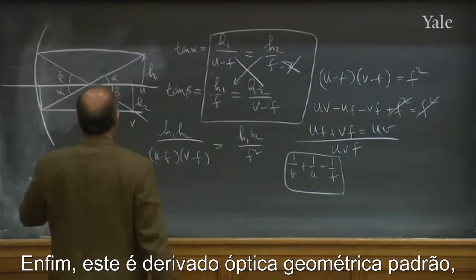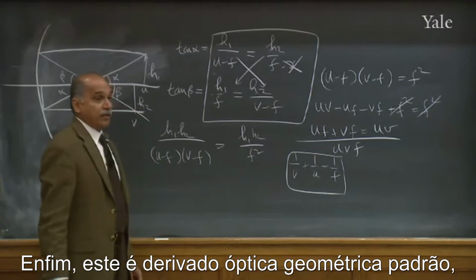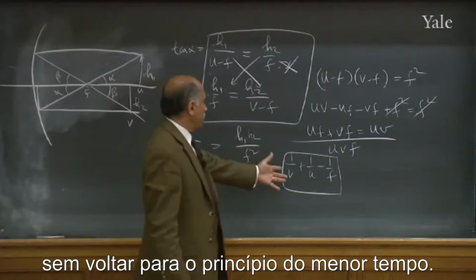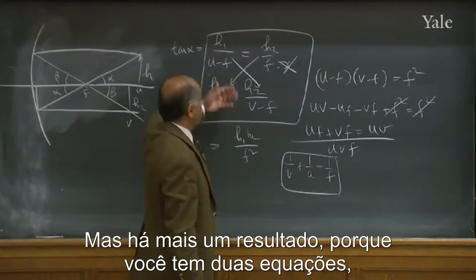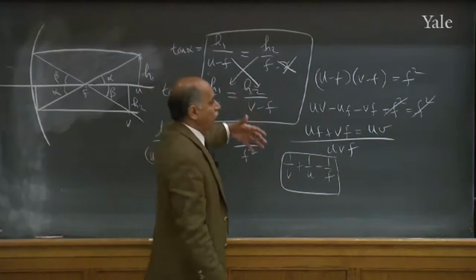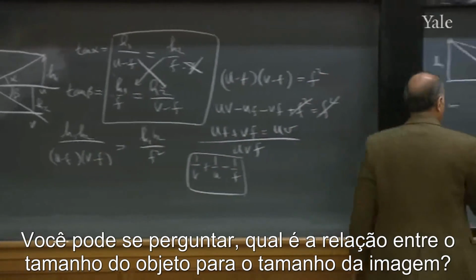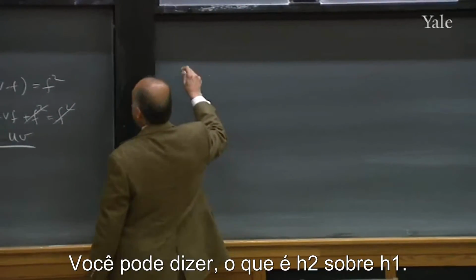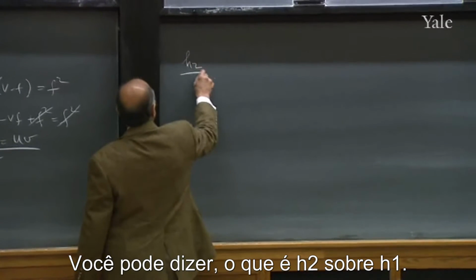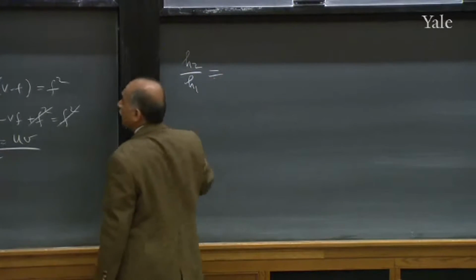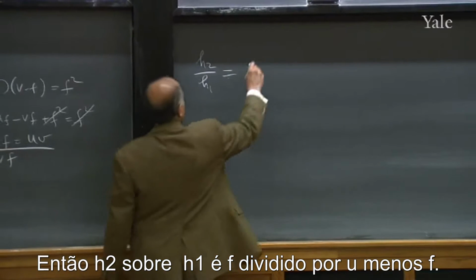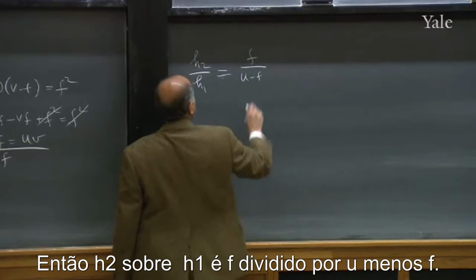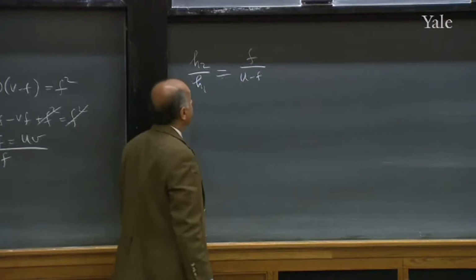Anyway, this is derived by standard geometrical optics without going back to the principle of least time. So this is the result. But there's one more result, because you've got two equations, so you can learn one more thing. You can ask yourself, what's the ratio of the object size to the image size? So what is h2 over h1? h2 over h1 is f divided by u minus f.